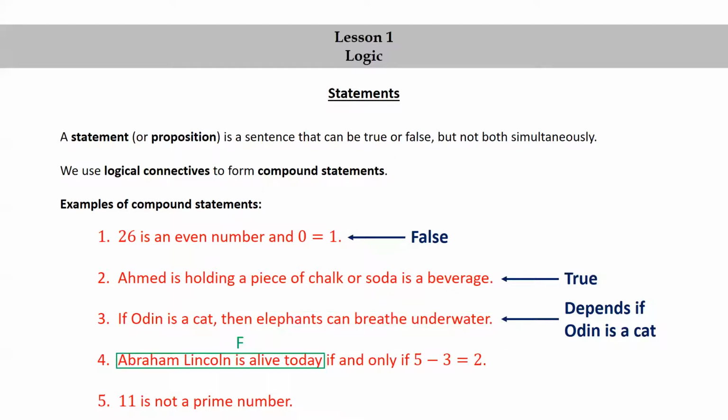Abraham Lincoln is alive today is false. 5 minus 3 equals 2 is true. It follows that the compound statement with the if and only if is false, because false if and only if true is false. In fact, if and only if a statement is true precisely when both statements it's connecting have the same truth value, and it's false when the statements that it's connecting have different truth values.